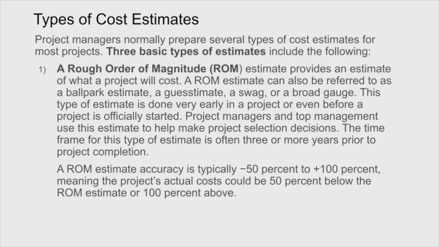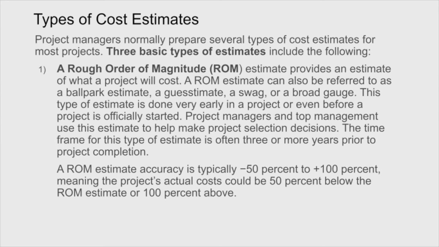There are several types of cost estimates, and each one of them is more refined. The first one, the broadest one, is rough order of magnitude, and it is really a rough measurement. It is really a ballpark estimate, a guesstimate, and this type of estimate is done very early in the project to give an idea that the project is going to cost $100,000, for example. And project managers and top management use the estimate to help make the project selection decisions.